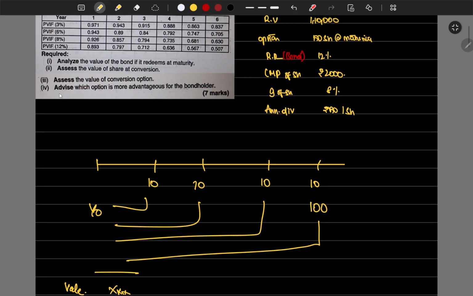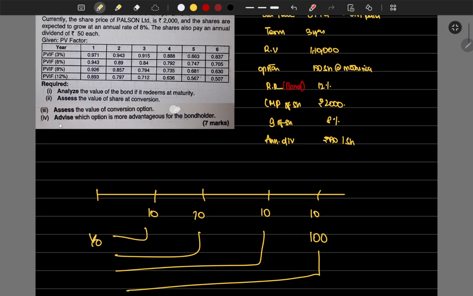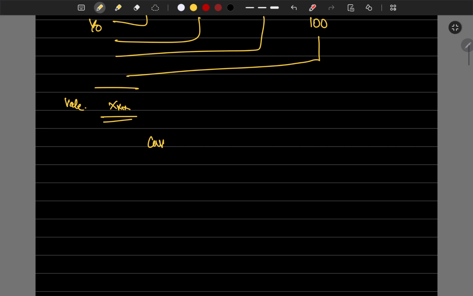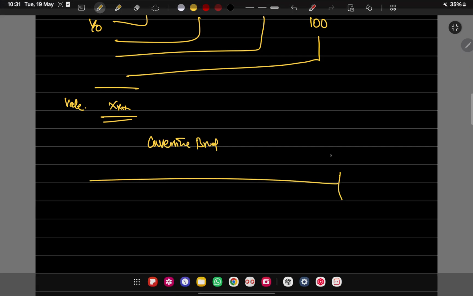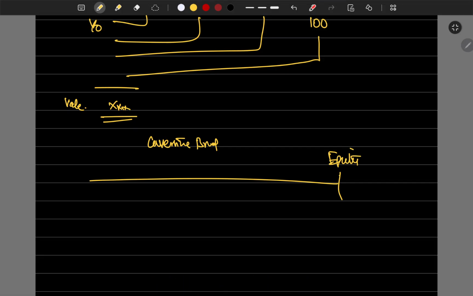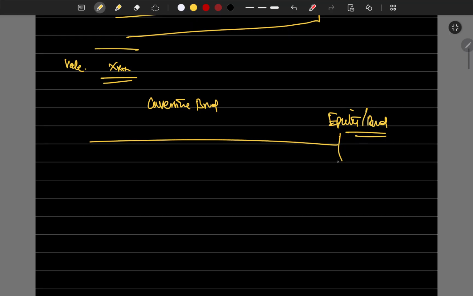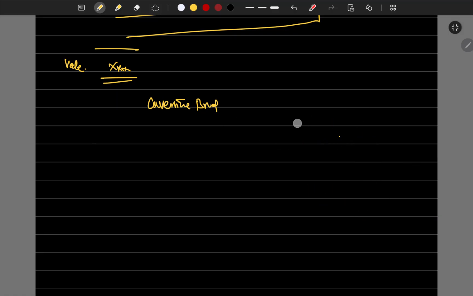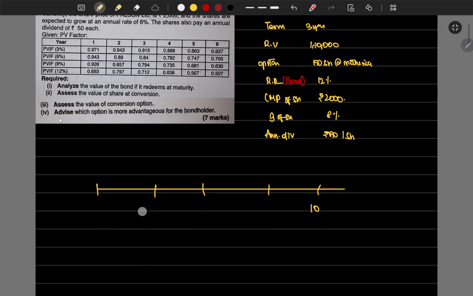In this question we are seeing a conversion, which is a convertible bond. Convertible bond means at maturity we can convert to equity or we can redeem it as a bond. So we have to check the equity value at maturity and the bond value at maturity. Whichever is higher is the best suggestion we can give. Let's quickly solve the problem now.